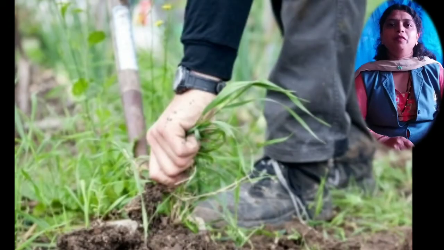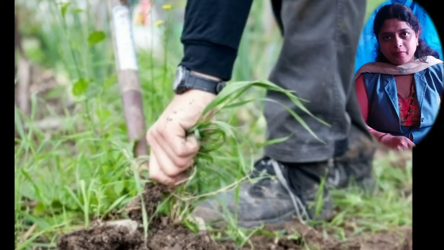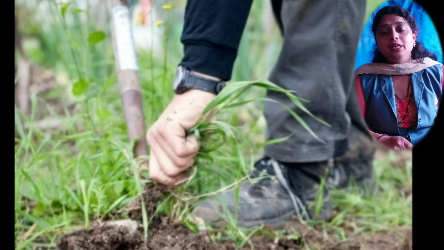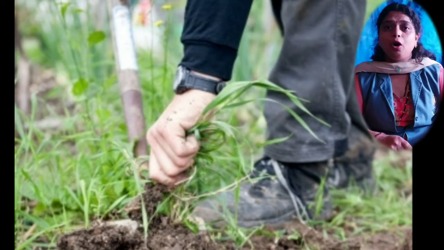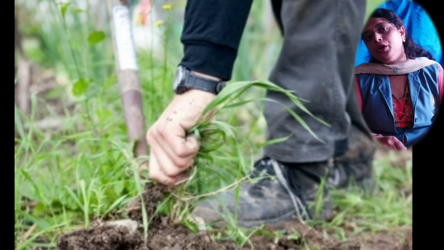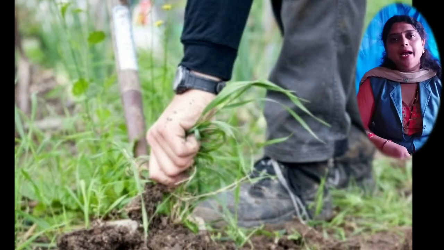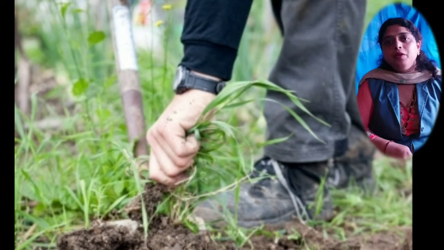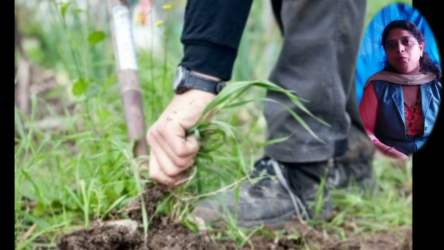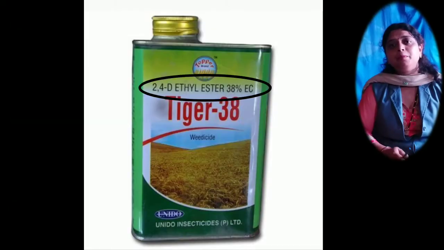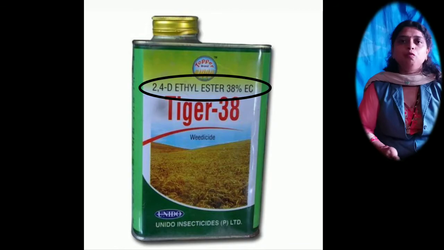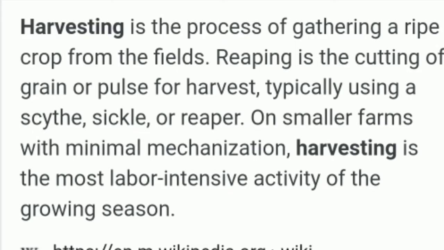The removal of weeds is called weeding. Weeding is necessary since these weeds compete with our crops for the space, water, nutrients, etc. As I told earlier also, weeds can be controlled either by removing it manually or by spraying some weedicides like 2,4-D.